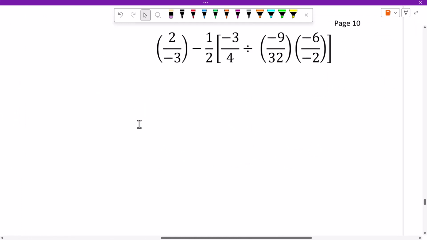All right. Last question. Okay. Lots of brackets. Right? Which brackets are the only ones that have operations inside of it? The other ones are just for negatives. Right?